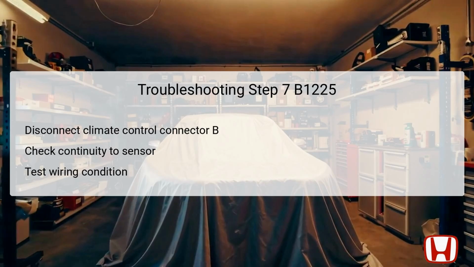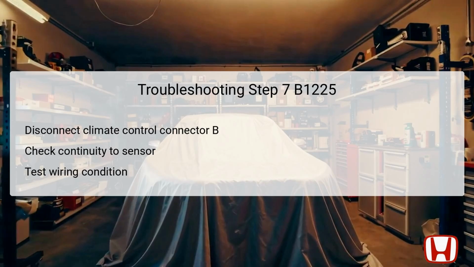In the 7th troubleshooting step, disconnect the climate control unit connector B, which features 16 pins. This step is necessary to evaluate the electrical connection between the climate control unit and the humidity in-car temperature sensor. After disconnecting, you need to check for continuity between terminal number 1 of connector B and terminal number 1 of the 4-pin connector connected to the humidity in-car temperature sensor. Continuity testing will determine whether there is an unbroken electrical path between these 2 points.